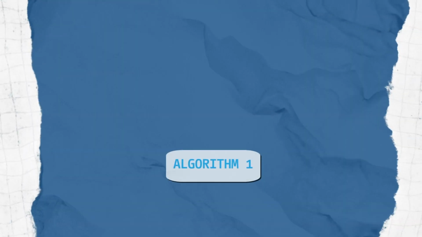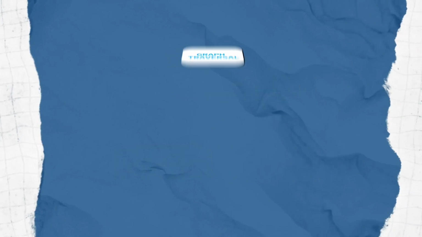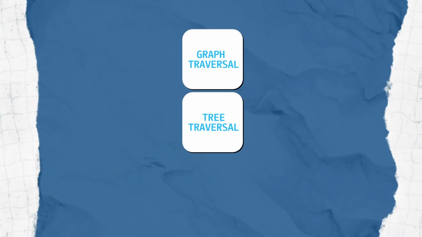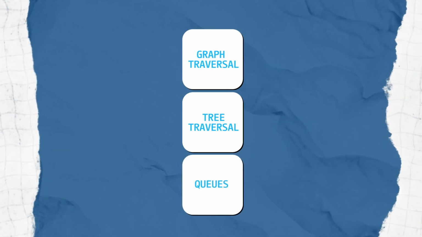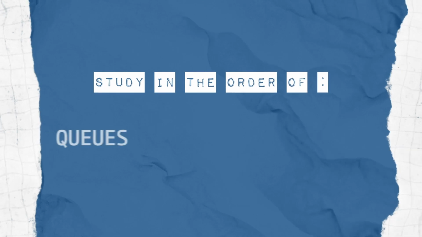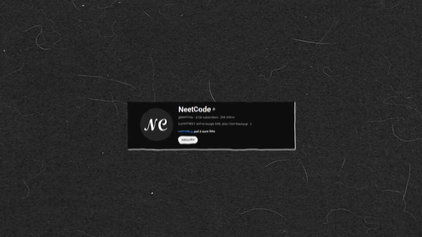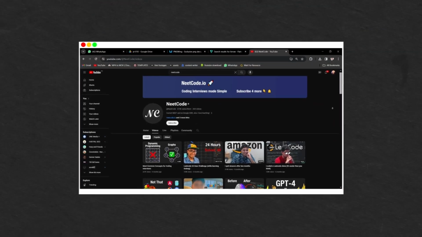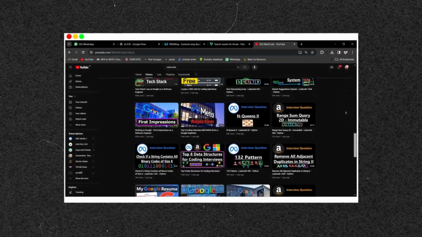Here's why. Some algorithms build on top of other algorithms. For example, graph traversal builds on tree traversal, and tree traversal uses a fundamental data structure called queues. This means that you should study in the order of queues, then trees, then graphs, for example. NeetCode with an N is a great YouTube channel that breaks down this methodical approach to data structures and algorithms. I highly recommend checking out his stuff.